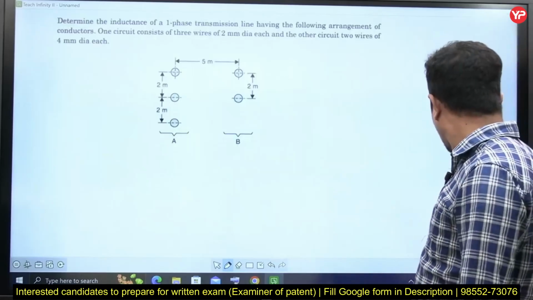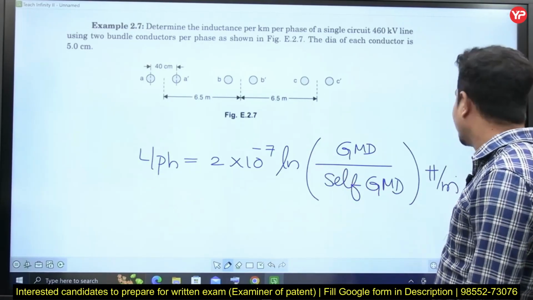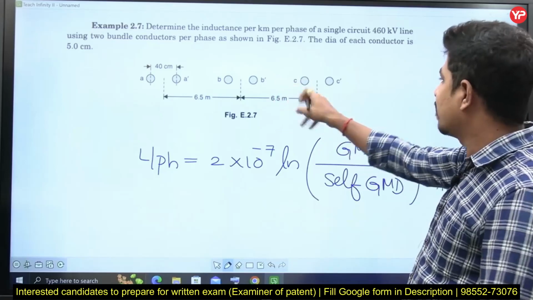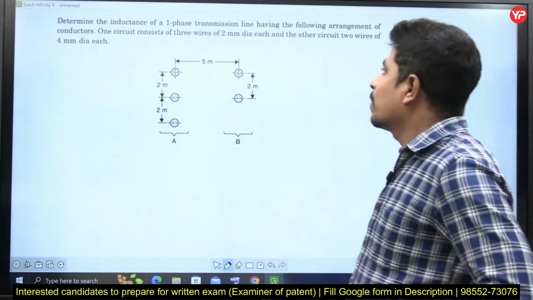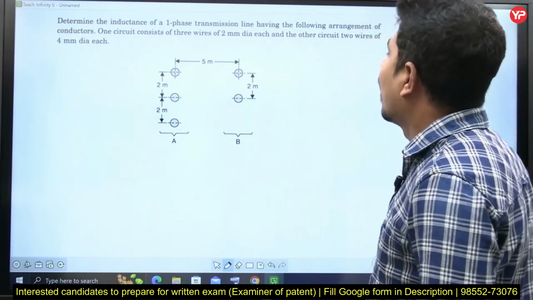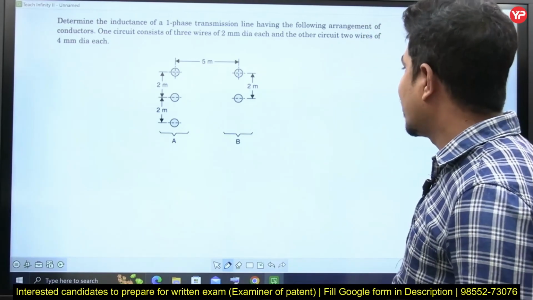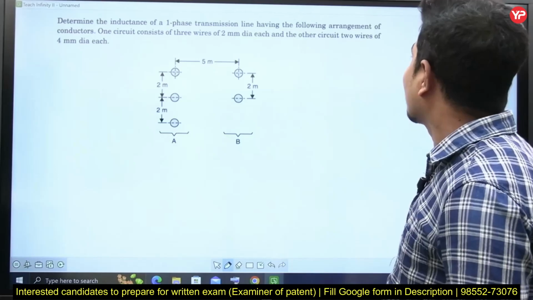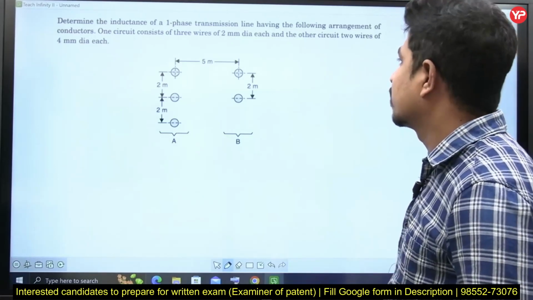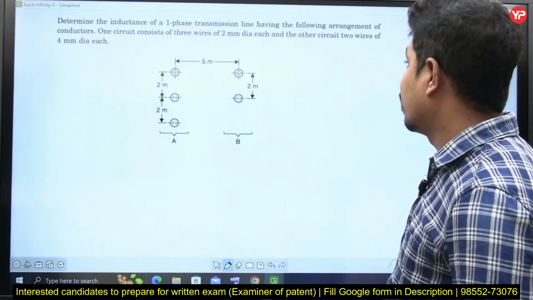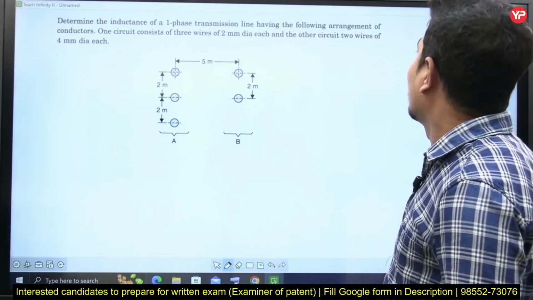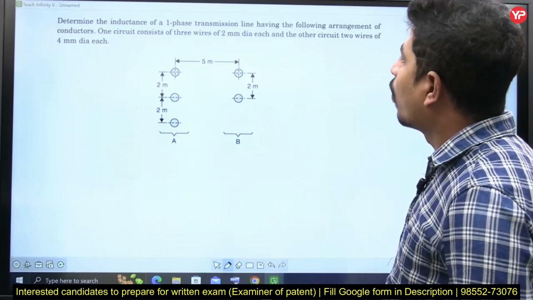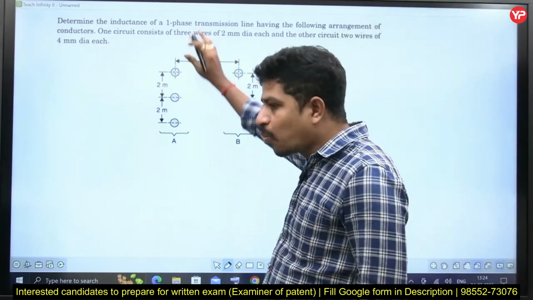This is also of this kind, but there is a difference. There are three phases here, phase A, phase B, phase C. This is a bundle conductor system. This is not like that. Read the question. Determine the inductance of a one-phase transmission line having the following arrangement of conductors. One circuit consists of 3 wires of 2 mm dia each, and the other circuit 2 wires of 4 mm dia each. He is saying that this is one phase.